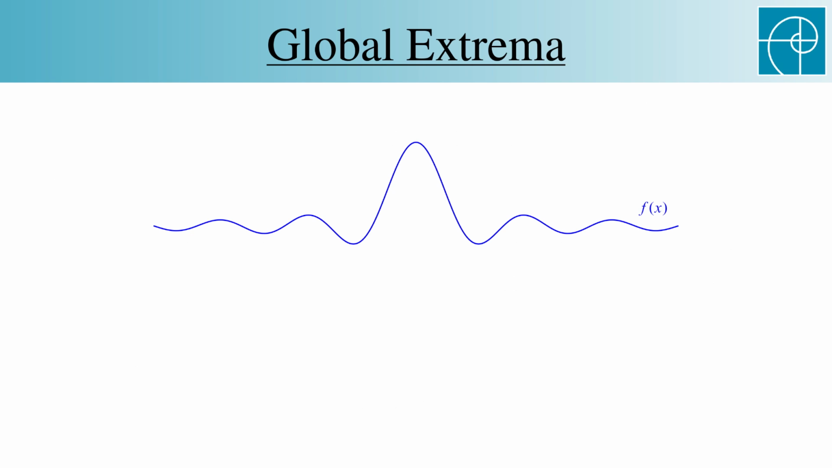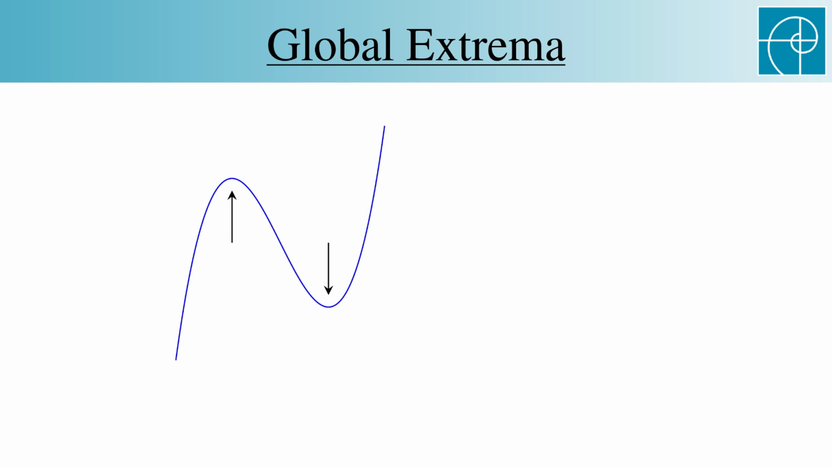This function has a global maximum at this peak and a global minimum here. It's not a problem that the global minimum is achieved in two places. It's still the smallest value that f achieves, and that's what really matters. But what if we look at the graph of a cubic polynomial instead, or a quadratic? The cubic has a local max and min, but neither is global. The quadratic has a global minimum, but no max.